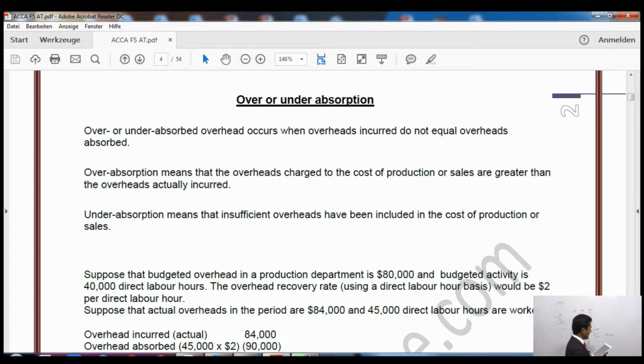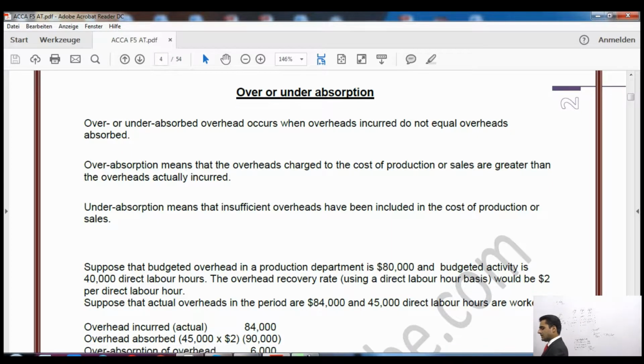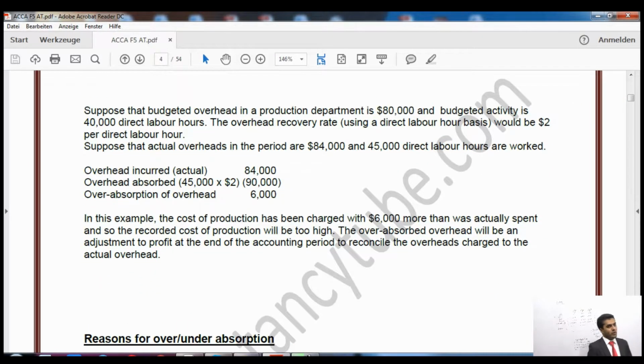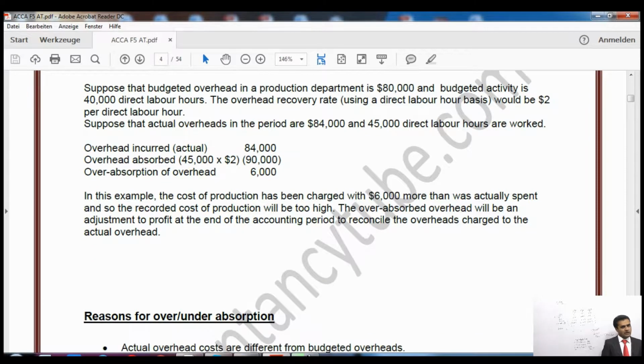So that means insufficient overheads have been included in the cost of production or sales. Now I've just given you a small example after that. Suppose that the budgeted overheads in a production department is $80,000 and the budgeted activity level is 40,000 labor hours. Budgeted overheads over budgeted activity level, like I gave you in the example, is going to be $2 per direct labor hour. That is our predetermined overhead absorption rate.